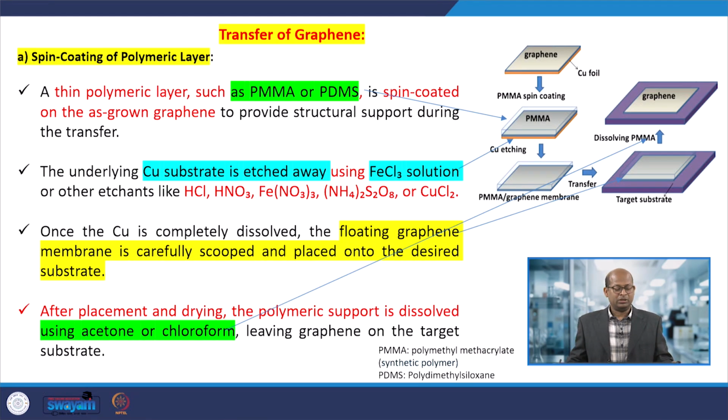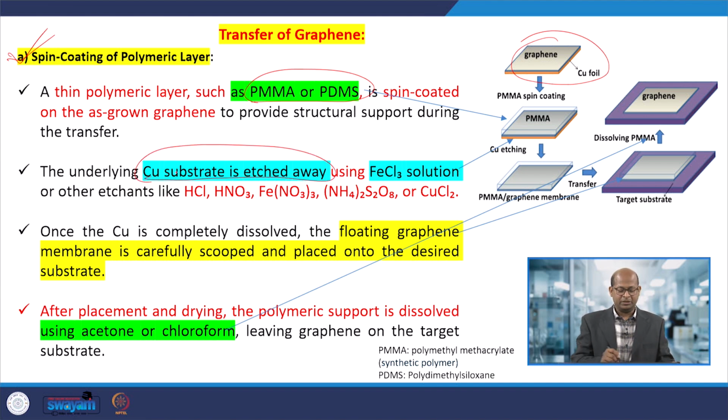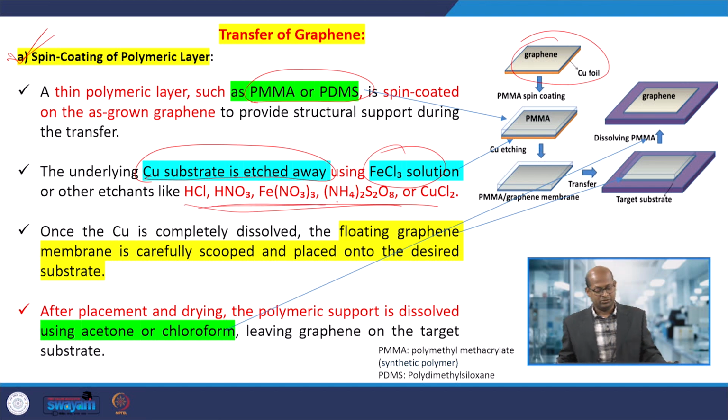So this is initially spin coating of polymeric layers. In this case, the graphene is first grown on the copper foil, and after that we have to apply PMMA or PDMS, a thin polymeric layer that covers the surface of the graphene. Then the copper is etched away using ferric chloride solution, or with some other acid or nitrate solutions, to remove the copper from that surface.